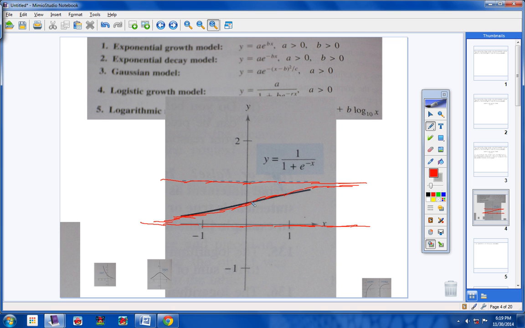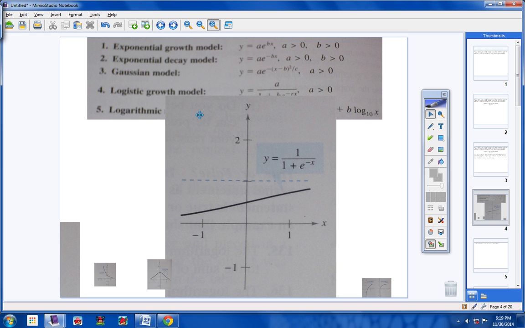And it's not a straight line. It looks like it, but it's not supposed to be a straight line. There's a little bit of a curve, and it would continue to curve and bottom out like that, and like that also. So there is the graph of your logistic growth model.